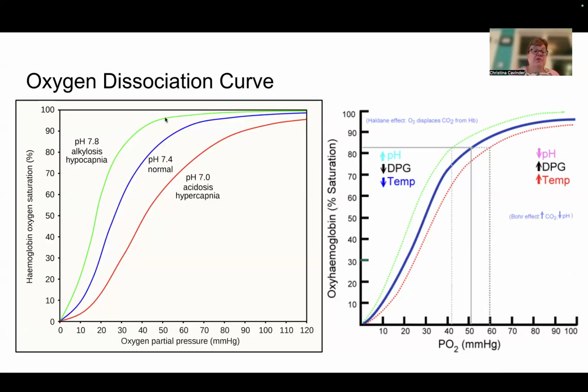So that moves our curve here. If you look at this, if their SAT is 40, what's their PO2? It's even lower. So keep that in mind. If they're acidotic with high CO2, what does that do to their curve here? It moves it to the right, and you have this right shift. So what does that tell you?